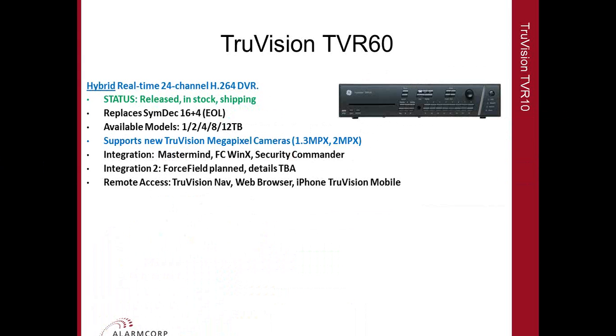TVR60 is available in capacities from 1 all the way up to 12 terabytes. And key feature is that the TVR60 does support the new TruVision megapixel cameras, which are available in either a 1.3 megapixel or a 2 megapixel resolution. And with the megapixel cameras, if you want a bit more information on those, again, drop me an email. I will only say that those products are also now available and now shipping, and there is a range of options available both in indoor and outdoor / vandal-proof housings.